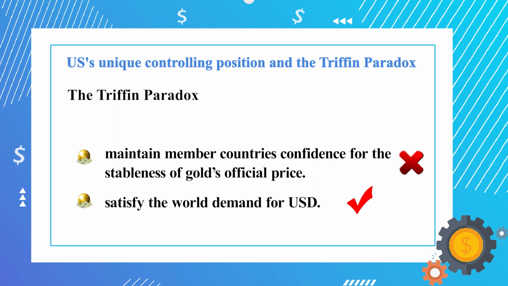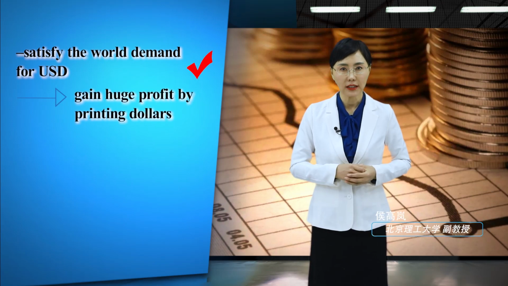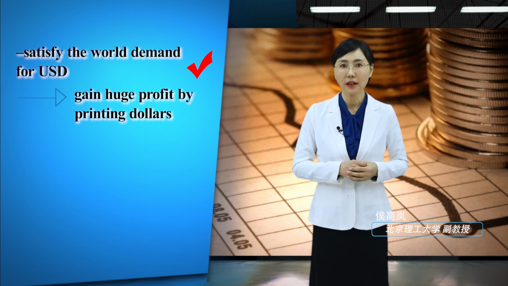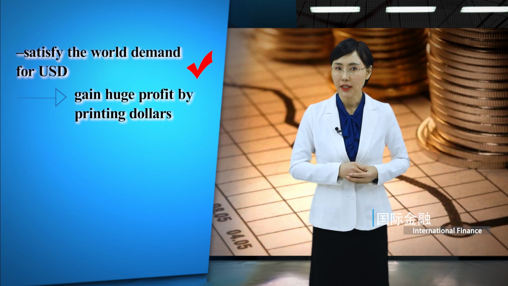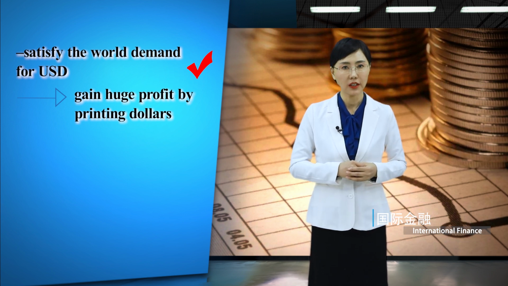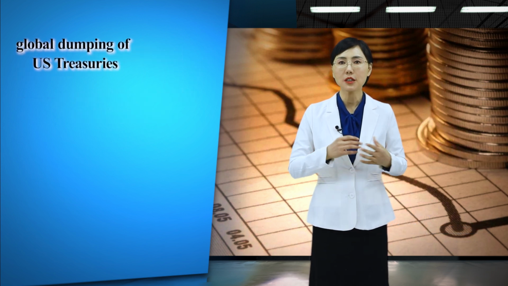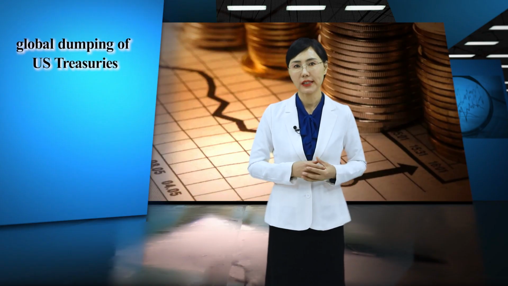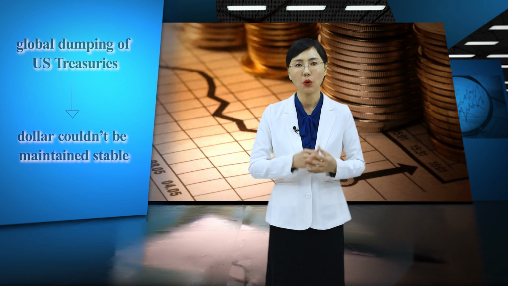to complete the second task, the U.S. government must speed up the banknote printing machines. The choice of the U.S. government was to satisfy the world demand for U.S. dollars first, since by printing dollars, the United States government seized huge profit from seigniorage. The end of the game was the global dumping of U.S. treasuries. It was inevitable that the dollar's official gold price couldn't be maintained anymore.